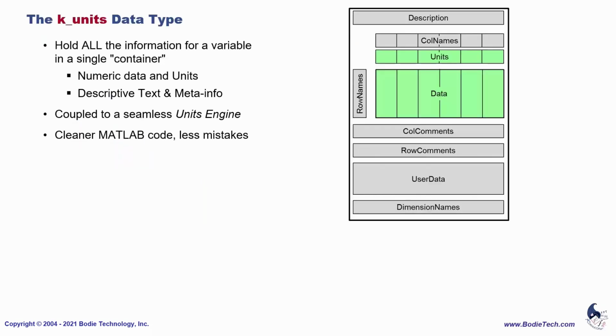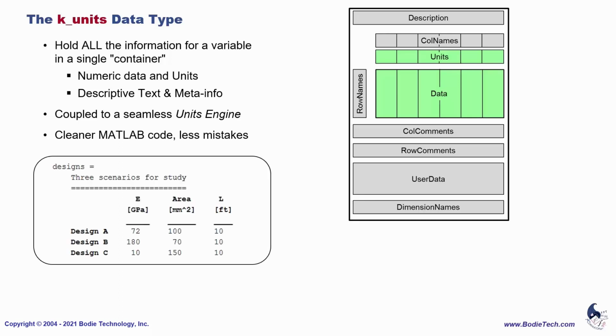The foundation of the Kornucopia toolbox is a new data type called K_units. This data type, inspired by MATLAB's table data type, allows you to hold in a single tabular-like variable a numeric matrix, its related units, descriptive text, and meta information. Through Kornucopia's seamless unit engine, you can directly compute in MATLAB with the new K_units data type, allowing for cleaner MATLAB scripts and fewer mistakes.